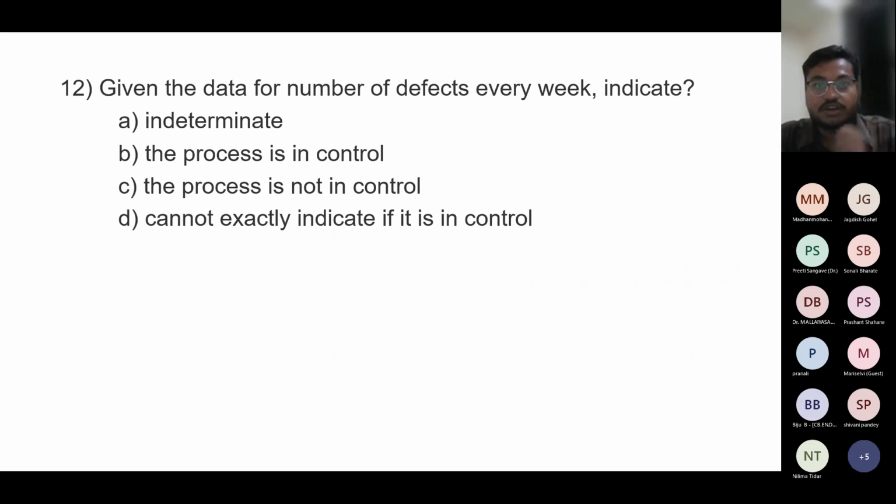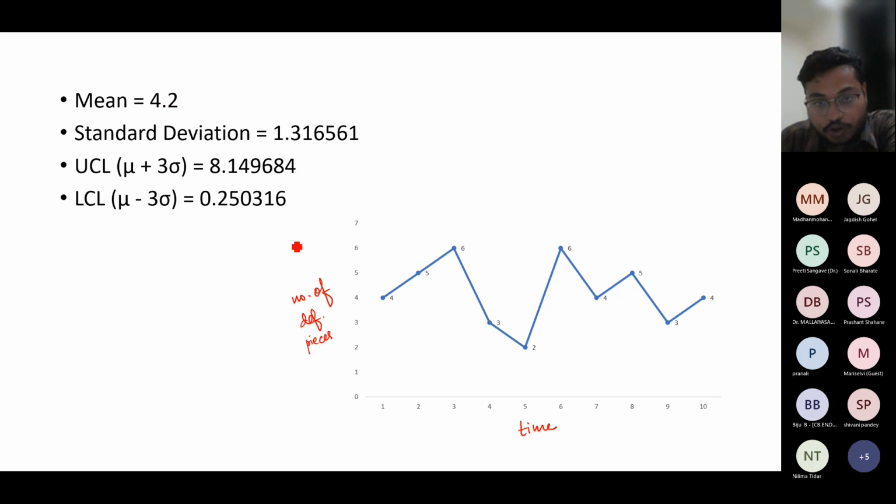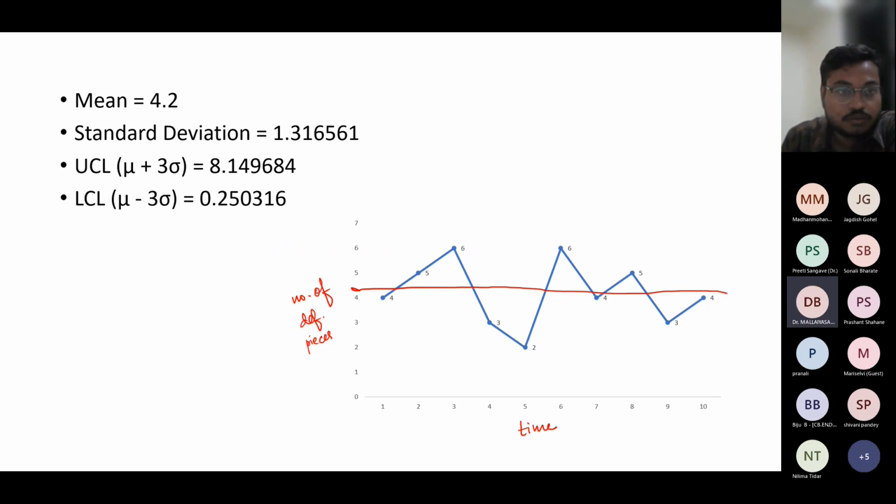Yes. Yeah. Last question is, given the data for the number of defects every week, this indicates the process is indeterminate, the process is in control, the process is not in control, or cannot exactly indicate if it is in control. So we'll plot all the data that we have. This here is the time, and this here is the number of defective pieces that we have. We calculate the mean of the data, which comes out to be 4.2, somewhere around here. Then we calculate the standard deviation.